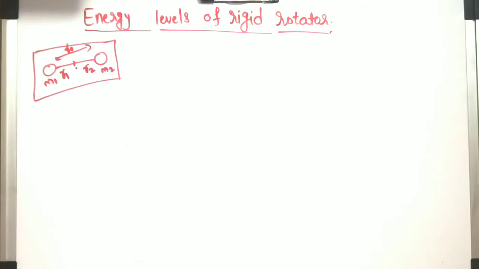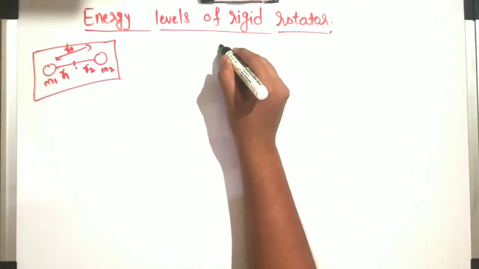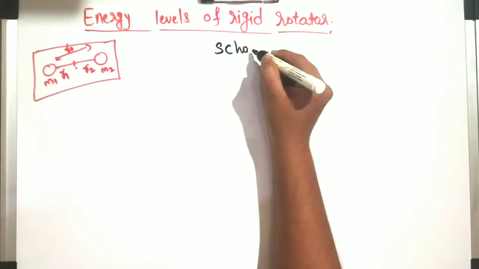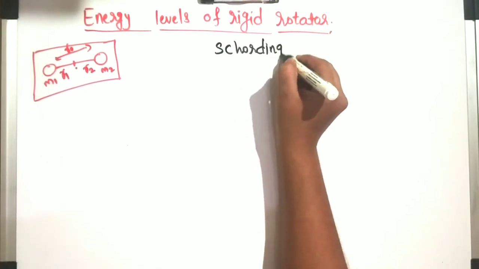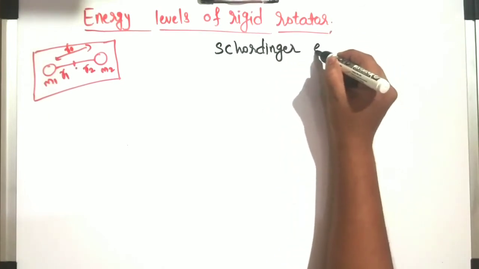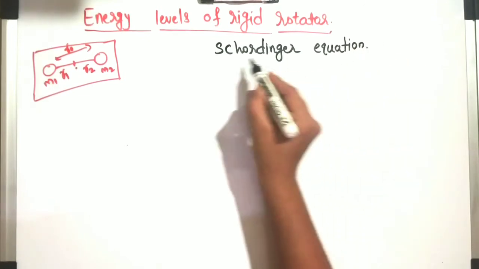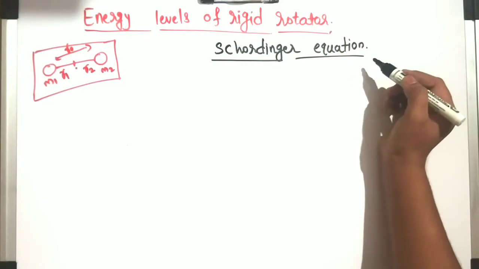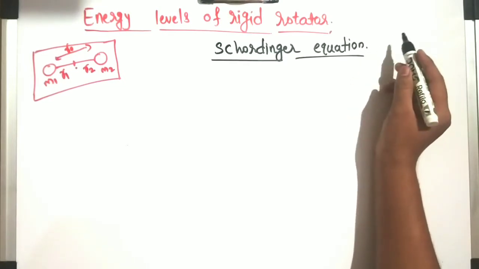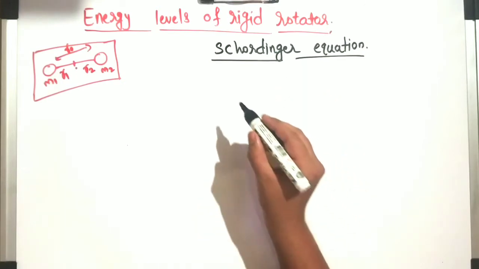Now we will start with one equation from quantum mechanics, known as the Schrödinger equation. Why directly the main equation? How this equation comes you will study in the next level of your courses. Here we will start with the direct equation. So what is the Schrödinger equation?